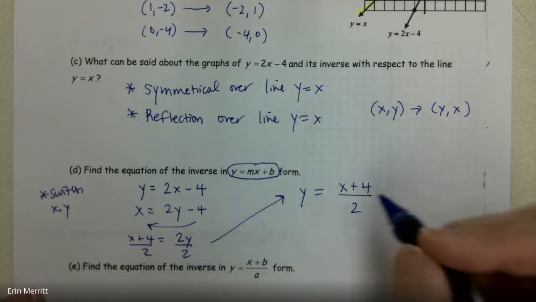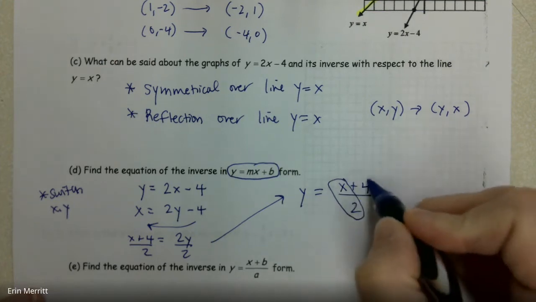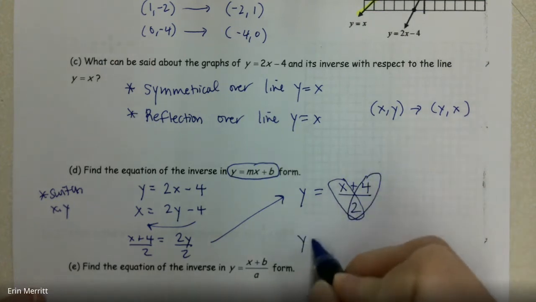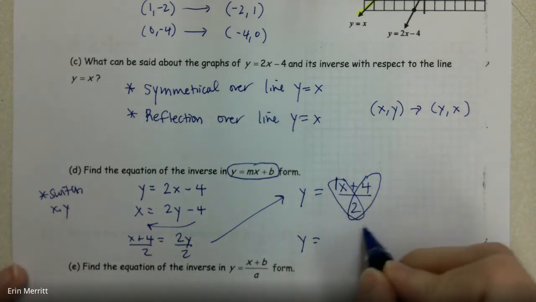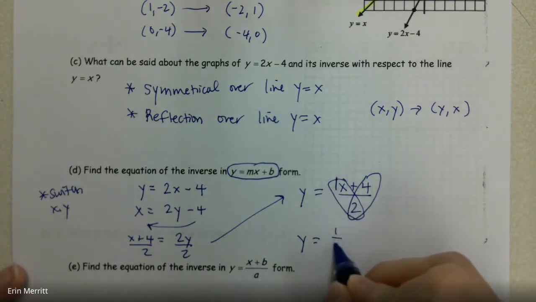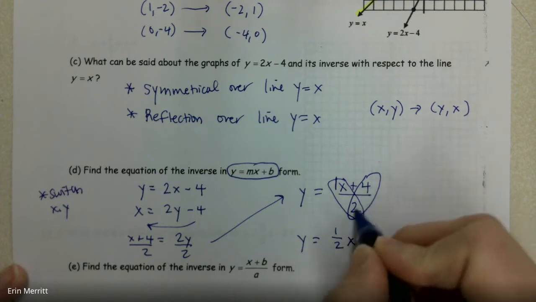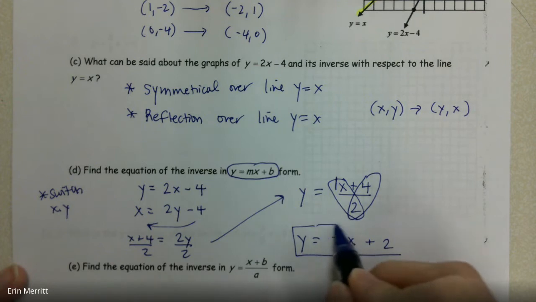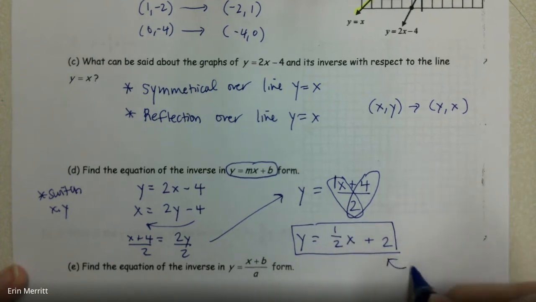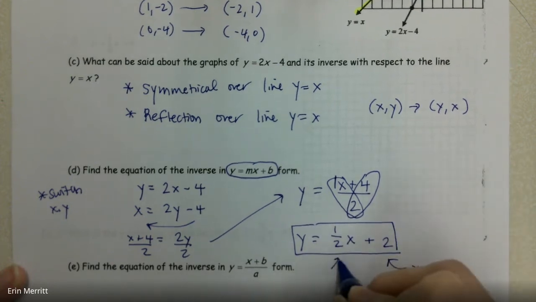Because the question says write it in y equals mx plus b form, remember, that just means we're dividing this by 2 and dividing this by 2. So there's that nice little 1 in front of that x if we don't see it. So bring that 2 underneath there. So we'd have 1/2 x, and then 4 over 2 would just be plain old 2. So there's our mx plus b form.